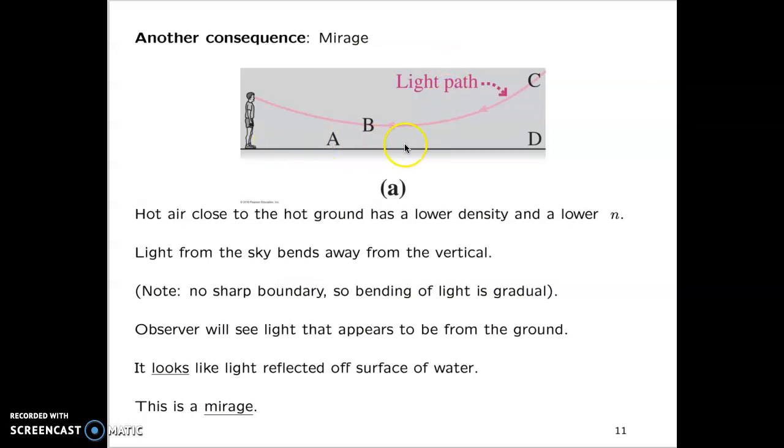So you have hot air close to the road. Maybe this is a hot road in the hot summer sun. Down here, the air is very hot close to it. You have a lower index of refraction. A little bit higher up, you have somewhat cooler air, and you have a higher index of refraction. And this change in the index of refraction as you go vertically through the air will have an effect on the pathway traced out by the light.